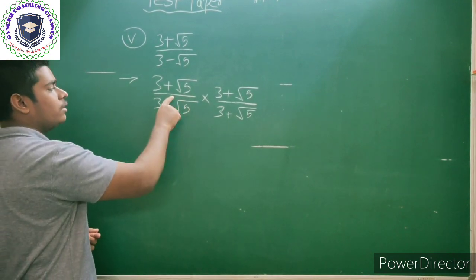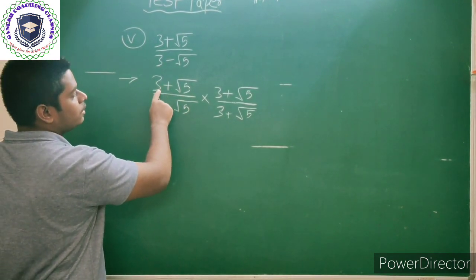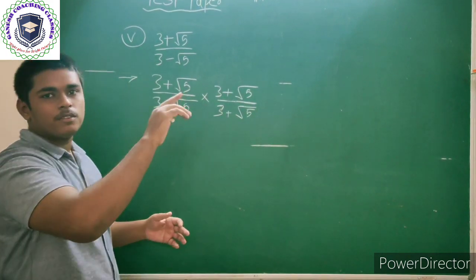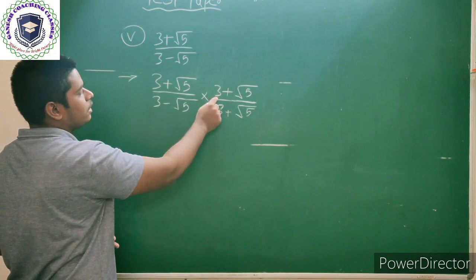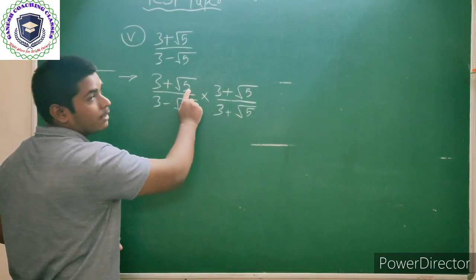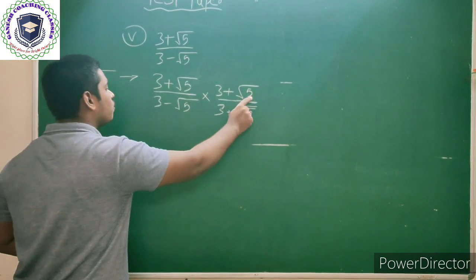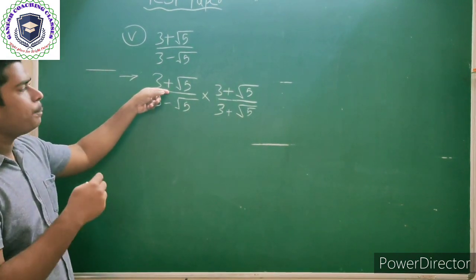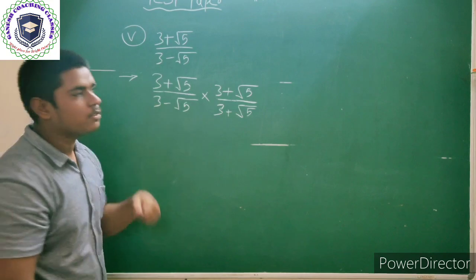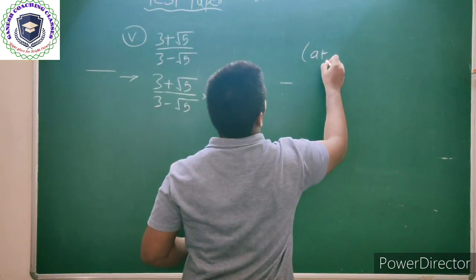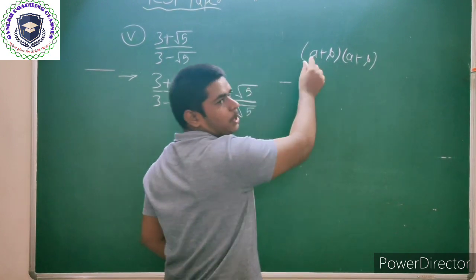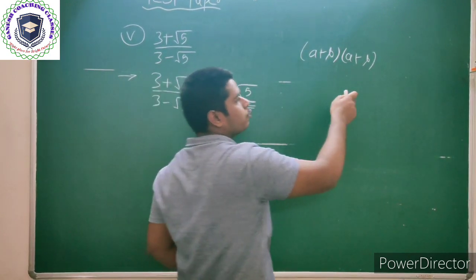In the numerator, we are multiplying 3 plus root 5 and 3 plus root 5. Both numbers are the same, 3 and 3, and the sign is also plus, and root 5 and root 5 are the same. So we can look at it in the form of a plus b into a plus b. What is the value of a plus b into a plus b? The same number is multiplied twice, so we can write it as a square.